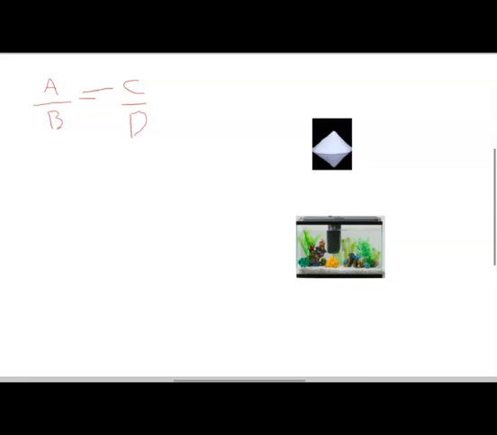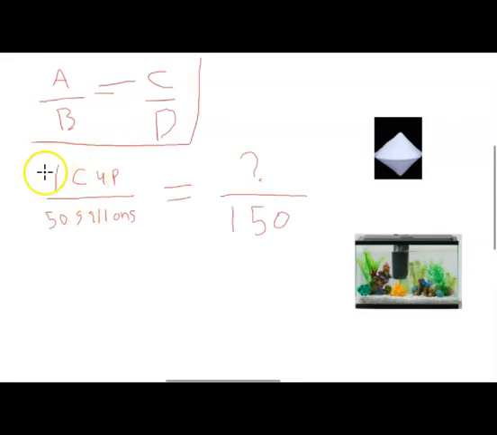In this example, we're going to try and find how much salt is going to be necessary for our saltwater tank. So say your guidebook says that for every 50 gallons of water in your aquarium, you need 1 cup of sea salt. Now with this proportion, the question would be, if we had a 150 gallon tank, how many cups of sea salt would we need to fit the requirement?